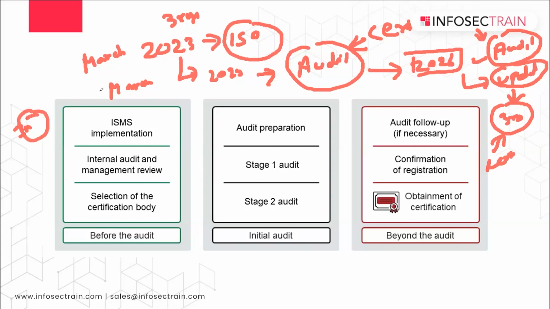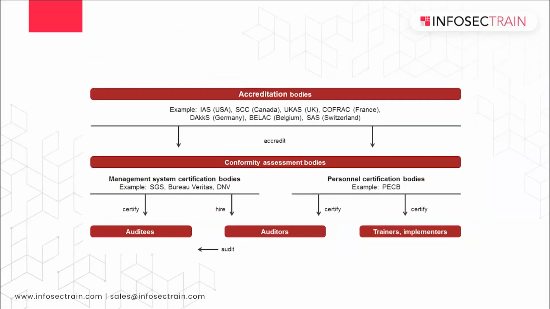How are we going to maintain the certificate once we already got it? Next thing is your accreditation body. This is your certification scheme. The certification scheme totally involves your accreditation body. Every country has its own accreditation body. For the US we have IAS. In Canada we have SCC. In UK we have UKAS. For France we have COFRAC. For Germany we have DAkkS. For Belgium we have BELCERT. For Switzerland we have SAS. These are your accreditation bodies as per the country.